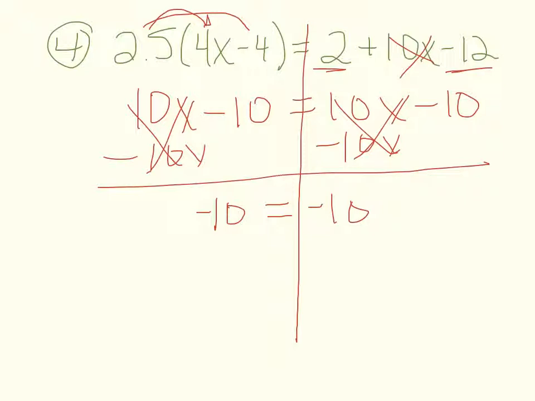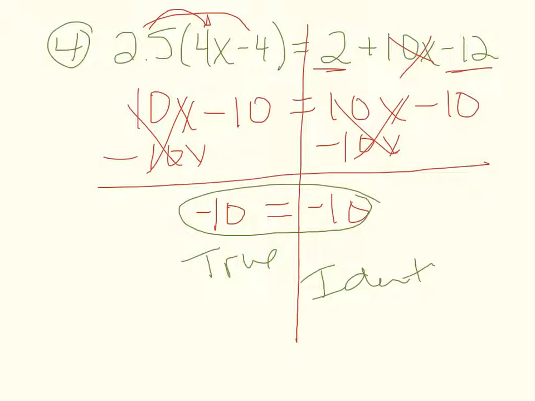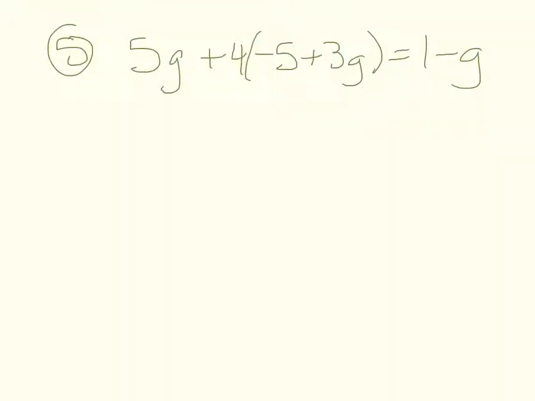Okay. Now here, we talked about this. My x, or my variable, went away. Okay, this is a true statement. So this is an identity. Okay, identity. Last one. Let's get rid of our parentheses, okay? First step, always get rid of your parentheses.